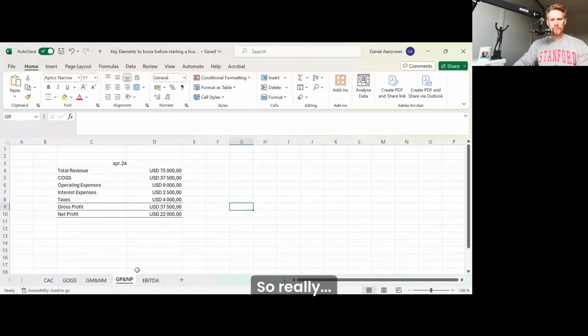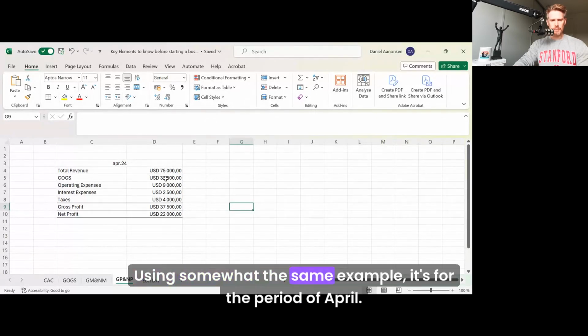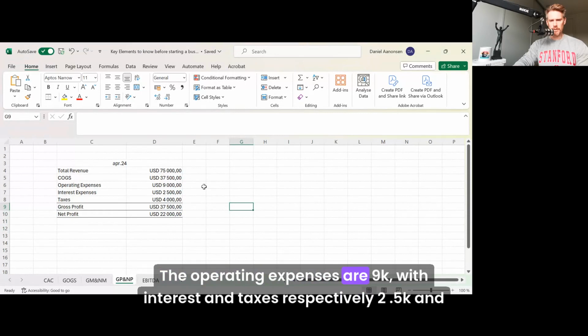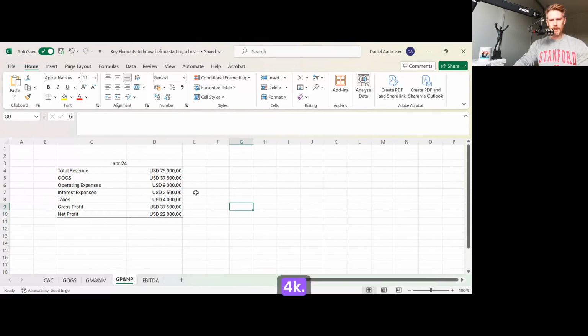The last one I would like to cover in this video is the gross profit and net profit. So really, using somewhat the same example, it's for the period of April. Total revenue of 75K, you have the cost of goods sold of 37.5. The operating expenses are 9K, with interest and taxes respectively 2.5 and 4K.